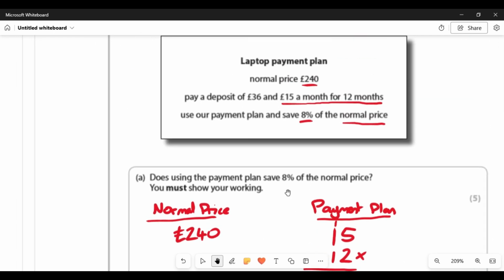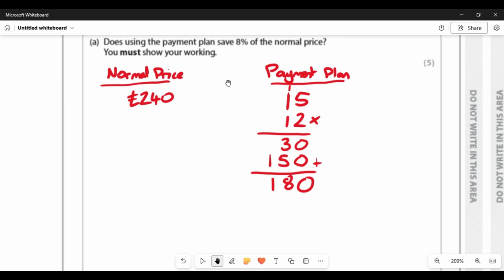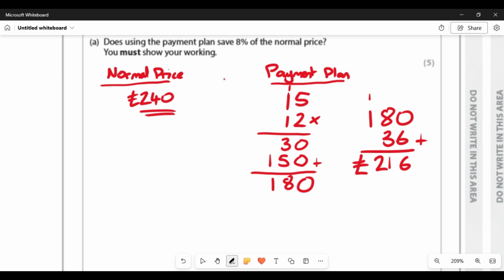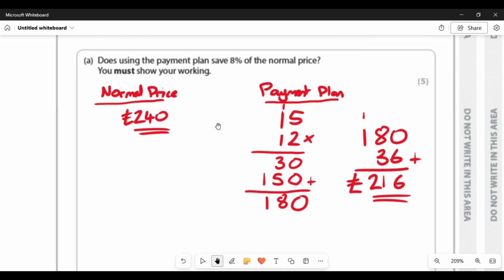So the payment plan, £180 plus a deposit of £36 as well. So we're going to have to add £36 to 180. Gives us a price of 8 plus 3 is 11. Carry the 1. £216 for the payment plan. So remember, this was the normal price. This is the payment plan. Okay, so they're saying, does using the payment plan save 8% of the normal price?